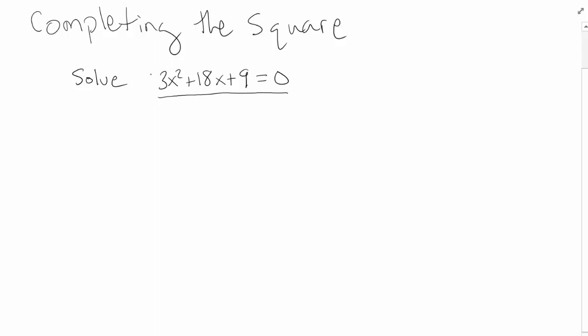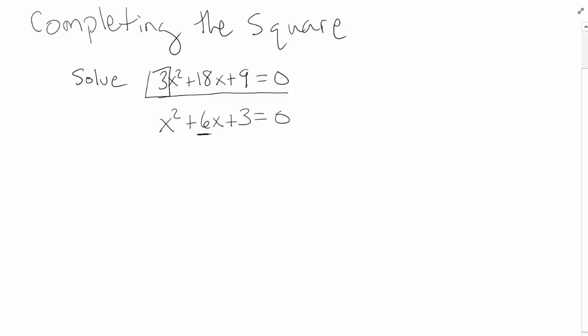And then I want to get a leading coefficient of 1. So 3 is currently there, so the first thing I'm going to do is divide both sides by 3. When I do that, on the first term I get x squared. 18 divided by 3 is 6, so I have a plus 6x, and 9 divided by 3 is 3, and the right-hand side is 0, and 0 divided by 3 is still 0. So now I have a leading coefficient of 1.